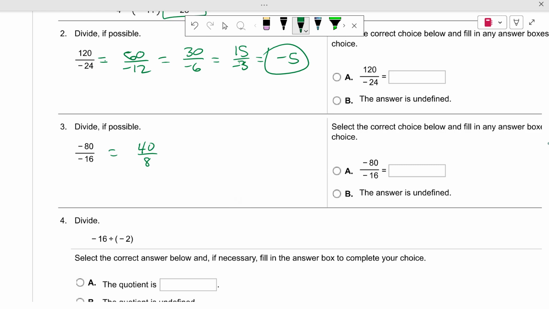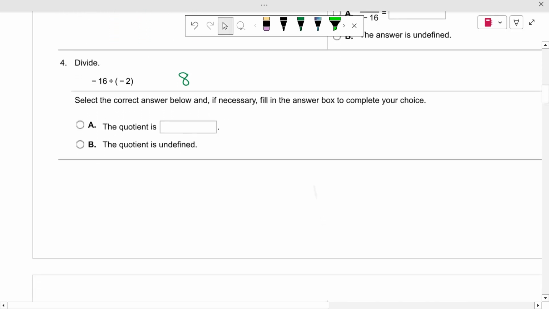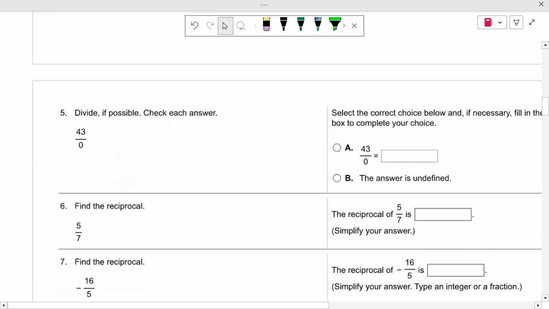Now, see how they're both negative? Yep. Now they're positive. So then they become positive. What's 40 divided by 8? 5, 10, 15... So negative 16 divided by negative 2. A negative divided by a negative is a? Positive. It is. So it is 8.